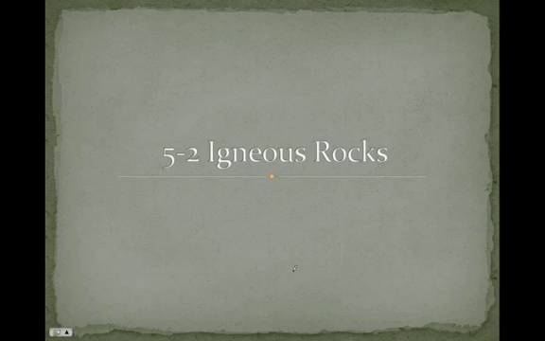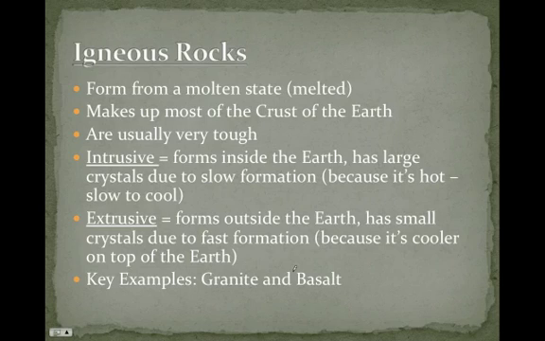Lecture 5-2 Igneous Rocks. Remember from the last lecture video we talked about the three main types of rocks: igneous, metamorphic, and sedimentary. Igneous rocks are formed from a molten state. So that means that they're formed from either magma or lava, and then they solidify and form the rock. They make up most of the crust of the earth. They're usually very tough because of this.